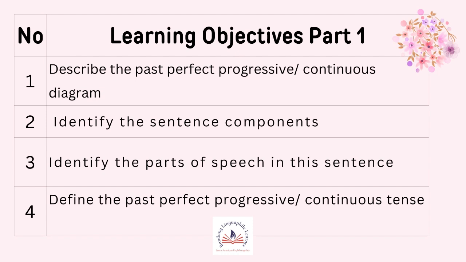Learning Objectives Part 1. Number 1. Describe the past perfect progressive or continuous diagram. Number 2. Identify the sentence components. Number 3. Identify the parts of speech in the sentence. Number 4. Define the past perfect progressive or continuous tense.